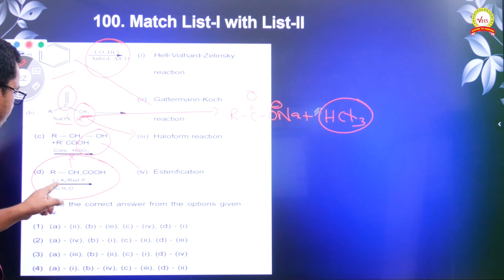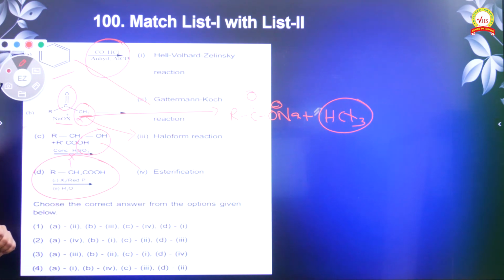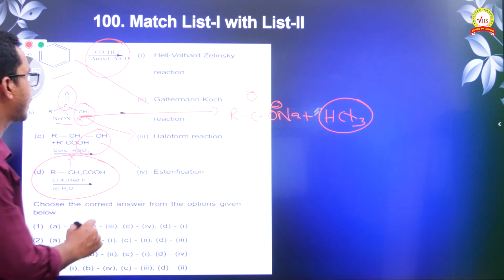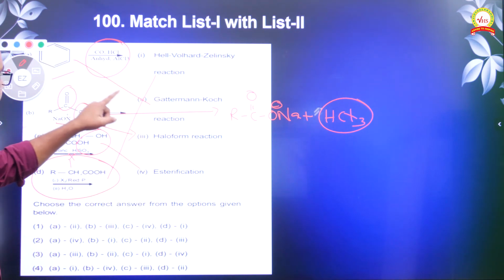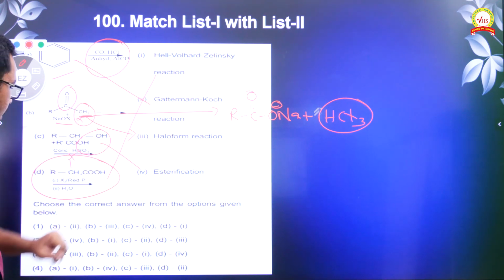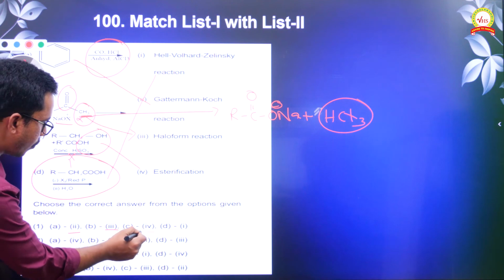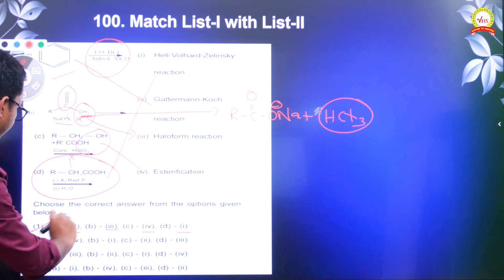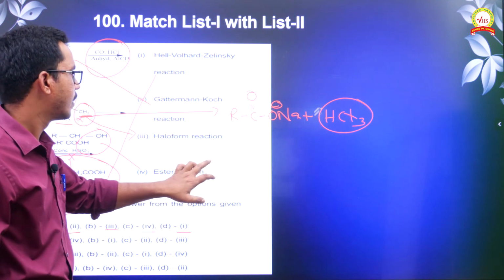This reaction takes place in the presence of X2 and red phosphorus followed by hydrolysis, which leads to the halogenation of carboxylic acid at the alpha position. This is nothing but the HVZ reaction. What is the right answer for the first, second, third and fourth? Option one is the right answer.